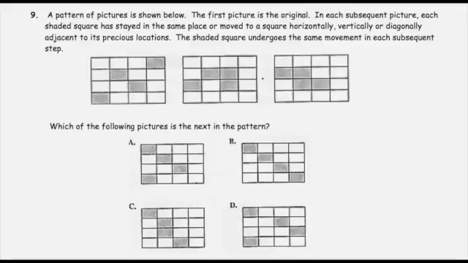The pattern of pictures is shown below. The first picture is the original. In each subsequent picture, each shaded square has either stayed in the same place or moved to a square that is horizontally, vertically, or diagonally adjacent to its previous location. The shaded square undergoes the same movement in each subsequent step. Now, which of the following pictures is the next in the pattern?